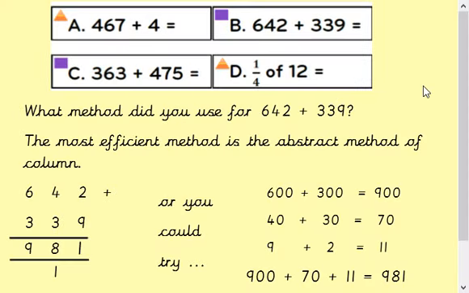Next question is, well, we're into the written questions now. 642 plus 339. Again, most efficient method, a bit like yesterday, would be the abstract method of column addition. And the example of that is here. Again, a bit similar to yesterday, you could partition the numbers if you wanted to and add up the hundreds, the tens, and the ones, as you can see here. And then you would recombine those numbers. So you would have 600 plus 300 would be 900. 40 plus 30 would be 70. 9 plus 2 would be 11. And then finally, 900 plus 70 plus 11 would leave you with an answer of 981.